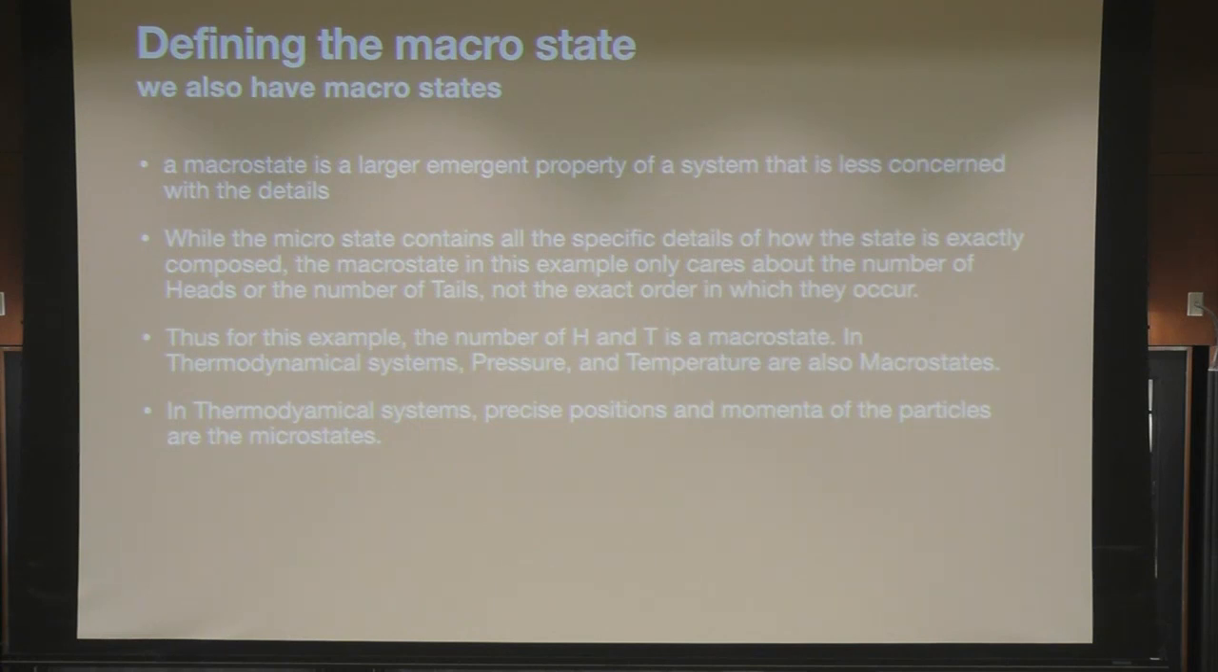In other words, for this case of the coins, why am I less concerned with the details? I don't care if the first one's heads or the second one's heads or which one. I just care if I have 3 heads and 1 tails. That's my macrostate property. See how I'm not concerned with the details? The microstate cares exactly which one has heads and which one has tails.